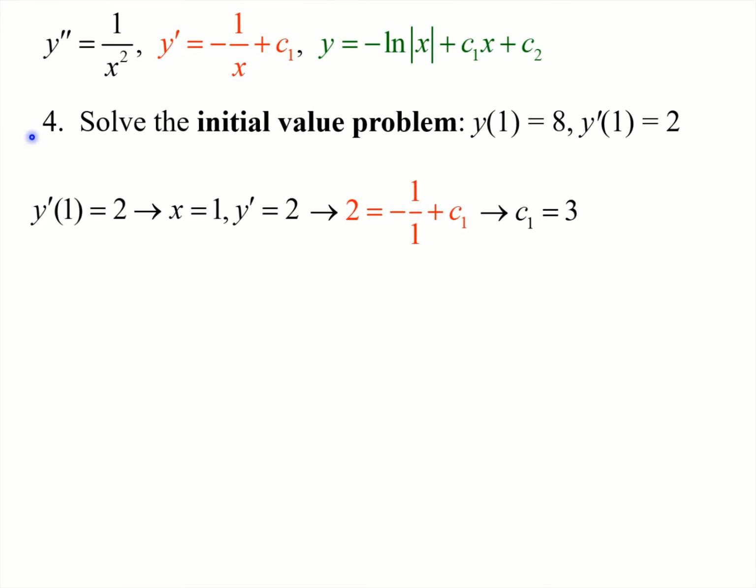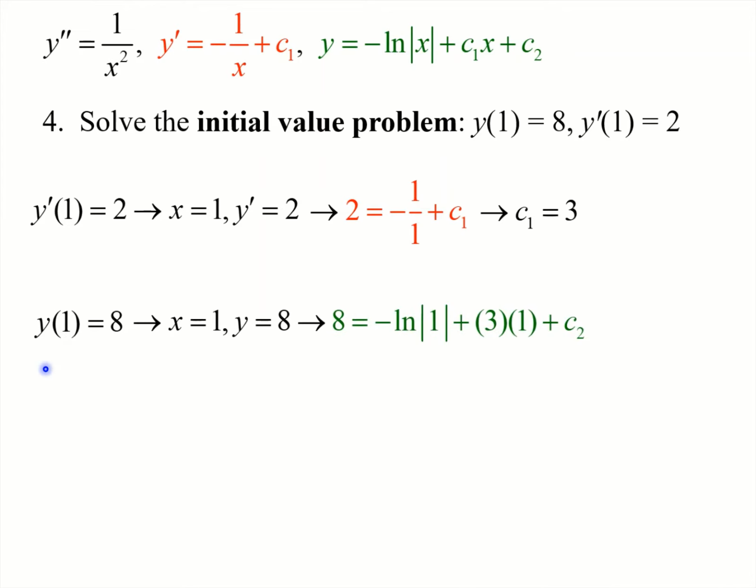Now I'm going to go ahead and take this initial condition, y of 1 is 8. I'll write it down right here. What does that mean? That means x is 1 and y is 8. I'm going to plug that into the green equation because it has a y and it has some x's in it. So what happens when we plug it in there? I end up getting 8 equals negative ln 1 plus 3. 3 actually is the value of c1 times 1. So ln 1 is 0, and then we subtract 3 on both sides. We end up getting c2 equals 5.